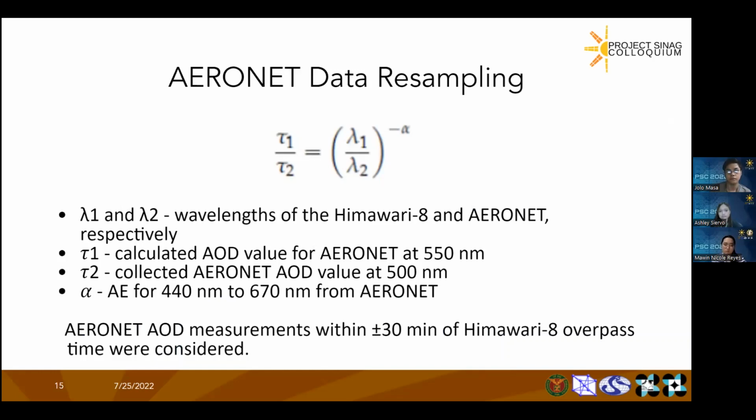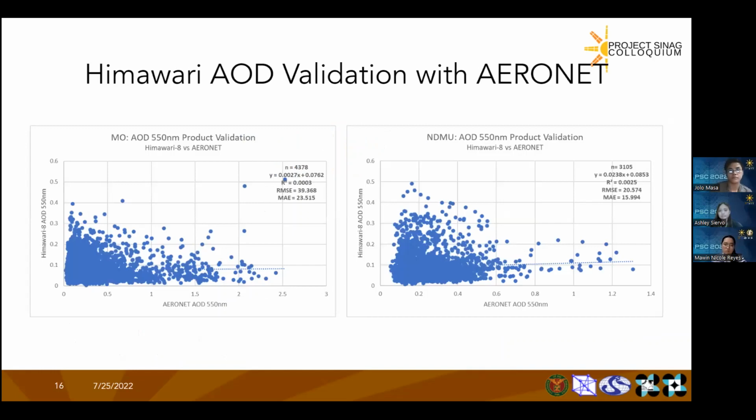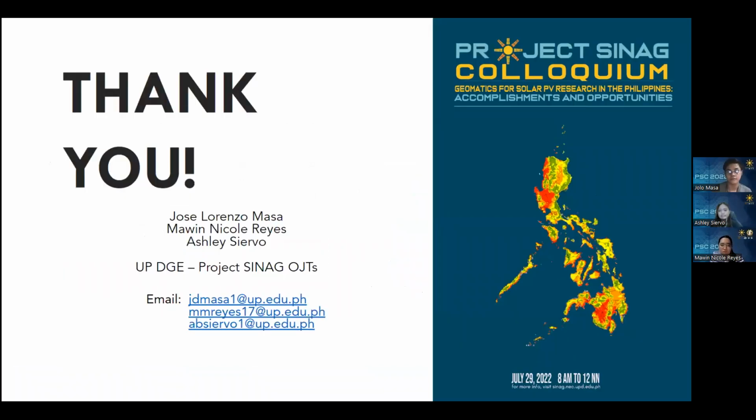Next slide, please. The resulting plots for the Manila Observatory and Notre Dame are as follows. The resulting R-squared values were significantly low, so we are still in the process of validating if the point data we got from AERONET matches its supposed pixel location in the raster file of Himawari 8. Other methods will also be explored for AOD conversion and validation, especially with regard to resampling of temporal and spatial resolution. That's it for the preliminary analysis of Himawari 8 and AERONET data.